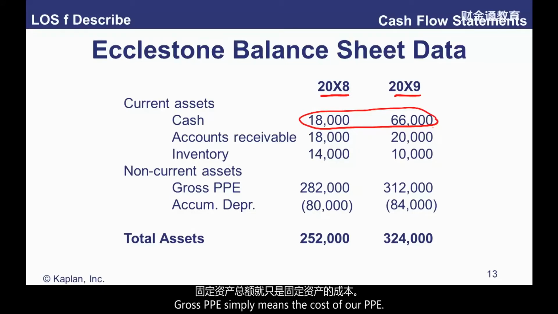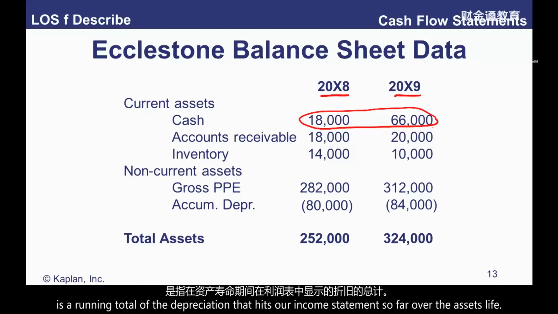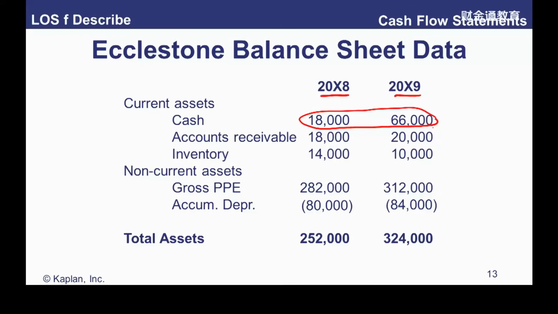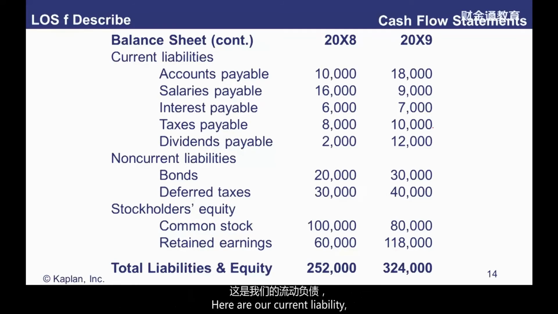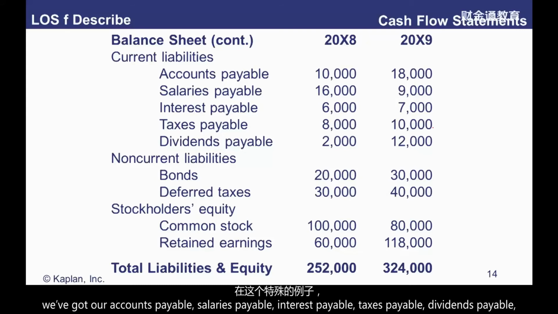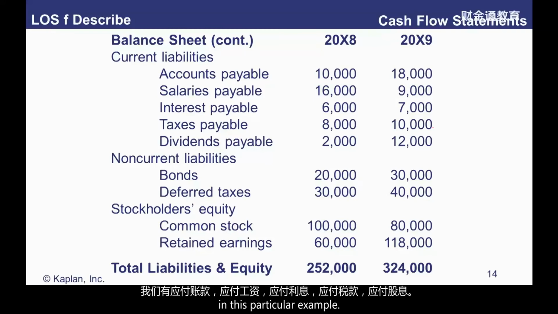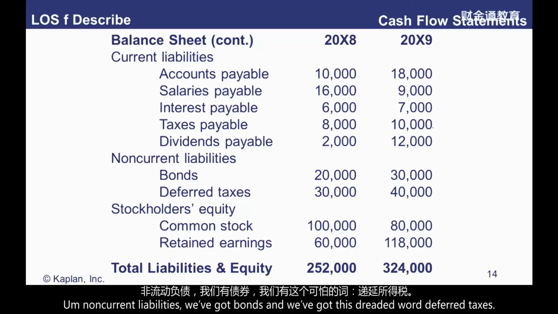Gross PP&E simply means the cost of our PP&E. Accumulated depreciation, remember, is a running total of the depreciation that's hit our income statement so far over the asset's life. And there are our total assets. Let's turn our attention to the other side of the balance sheet, the liabilities and the equity. Here are our current liabilities. We've got accounts payable, salaries payable, interest payable, taxes payable, and dividends payable in this particular example.